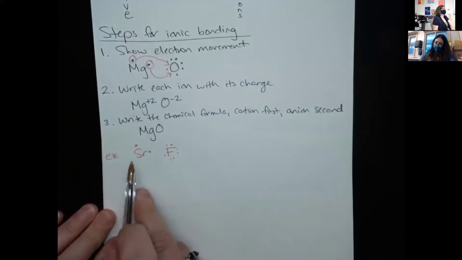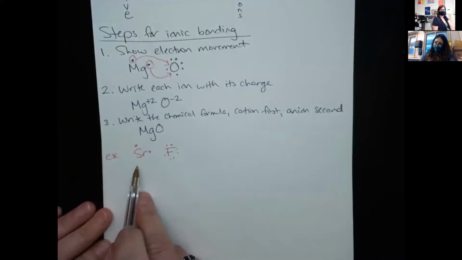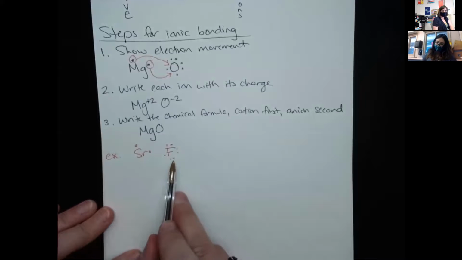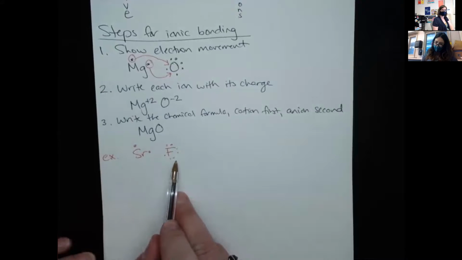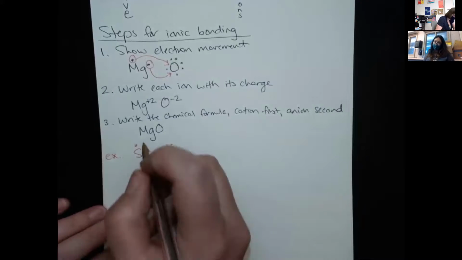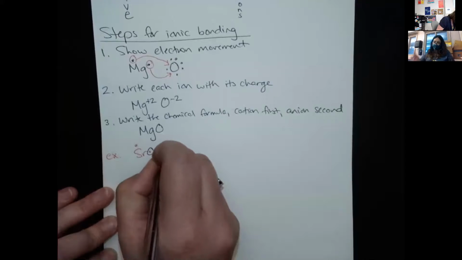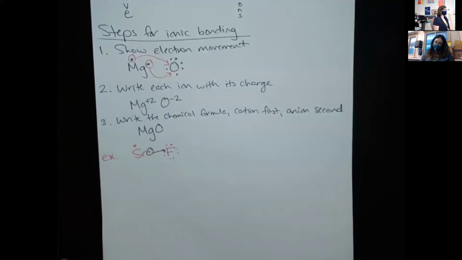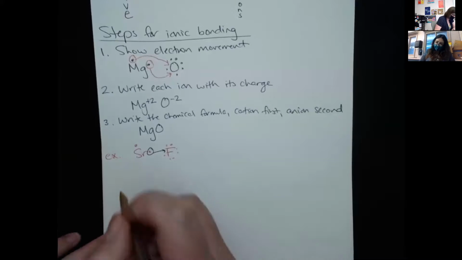So does strontium want to lose 2 or gain 6? Lose 2. Does fluorine want to lose 7 or gain 1? This is going to be interesting. Okay, so strontium gave an electron to fluorine. Is strontium happy? No, because it hasn't lost enough. Is fluorine happy? Yes. So the cool thing about ionic bonding is you can add another one of these elements if you need it until everybody's happy.